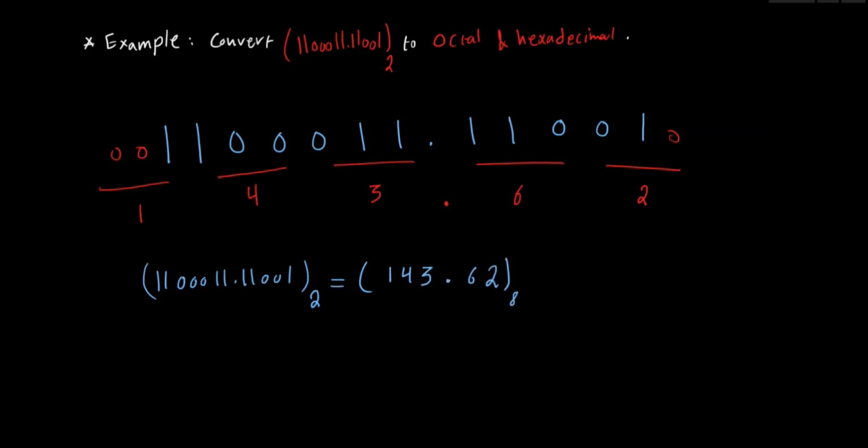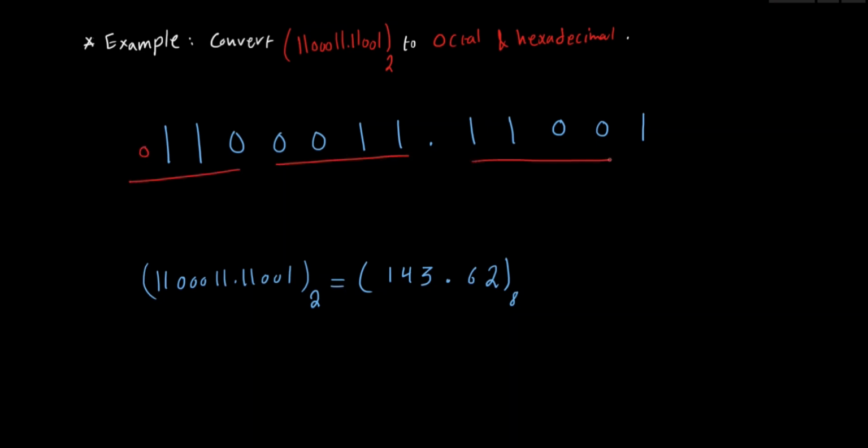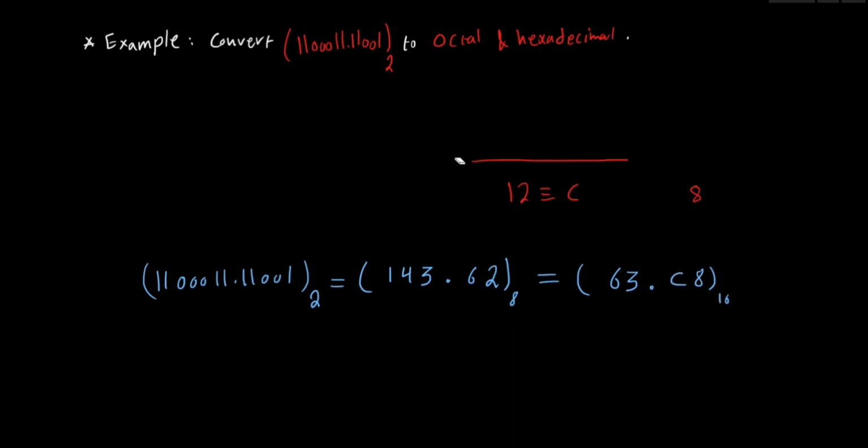Now it's the hexadecimal system's turn. We divide the bits to 4 bit sets, and as always we start from the radix point. So here we have 0011, 0110, and on the other side we have 1100, 1 and 3 trailing zeros. Alright, so this is equivalent to 3, this is equivalent to 6, and this is equivalent to 12, which is equivalent to C in the hexadecimal, and the last one here is equivalent to 8. Alright, let's put them together. We get 63.C8 in the hexadecimal.